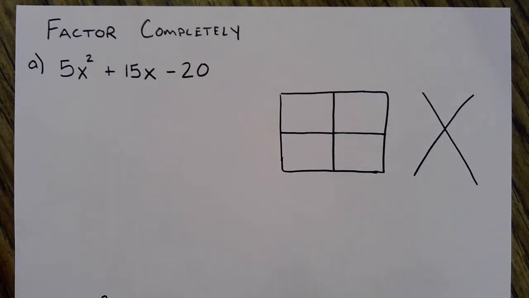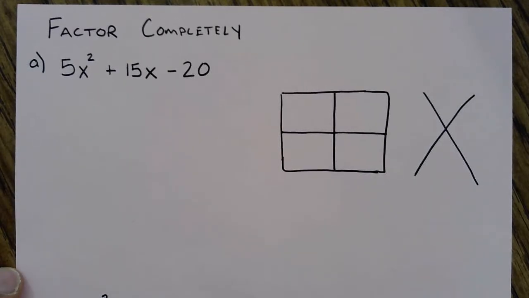Today we're going to be looking at factoring completely. So we're going to take a quadratic and make sure it's factored completely, meaning there's no factors within the factor. So we pull everything out of each individual factor. And to do that, what we do is we pull out a greatest common factor from the original quadratic.